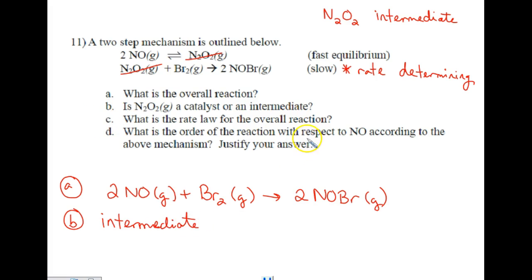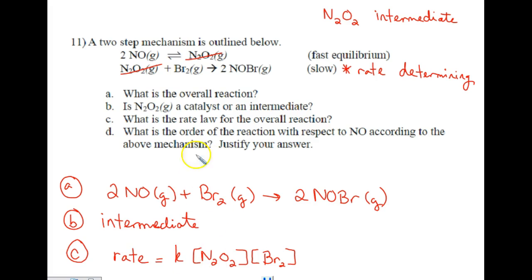Then C, what is the rate law for the overall reaction? Well, the rate law of the slow step is the rate law for the overall reaction, but we got a little problem on this one. You cannot have an intermediate in a rate law. Reason being is that you cannot control the concentration of an intermediate. So we're going to have to use this step as a substitute.